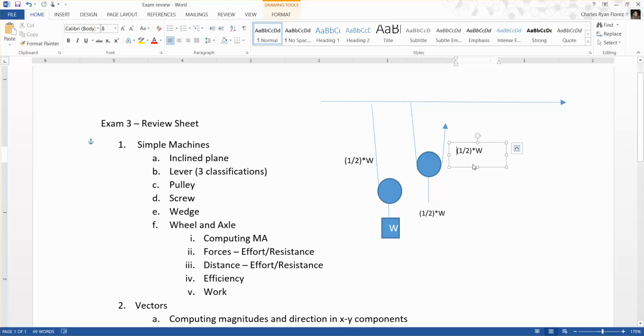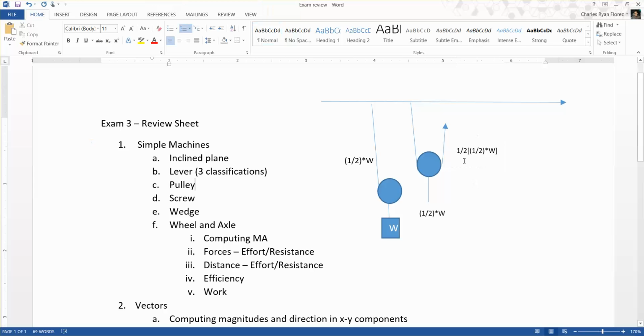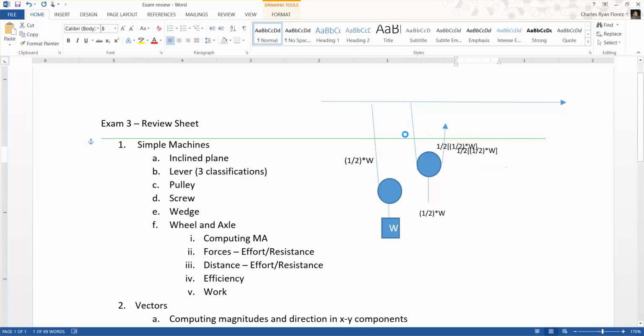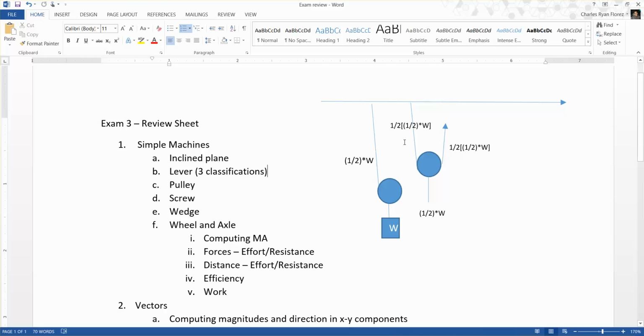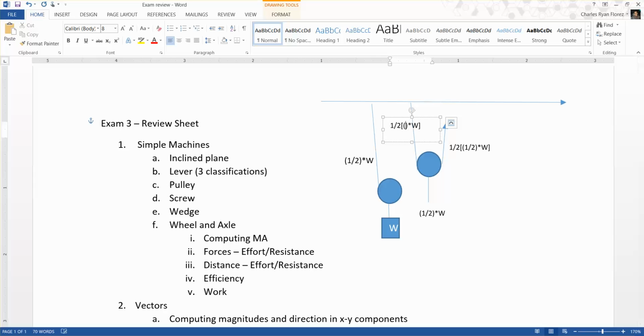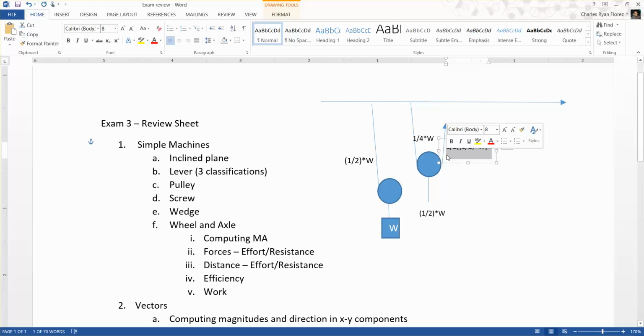So what you have in each of these is 1/2 of 1/2 W. So we have 1/2 of 1/2 W in each of these strings here. But 1/2 of 1/2 W, simplified, is 1/4 W. So that's pretty good because we've already reduced it to 1/4. So if this was like 10 newtons, then what you'd be pulling up would be 2.5.